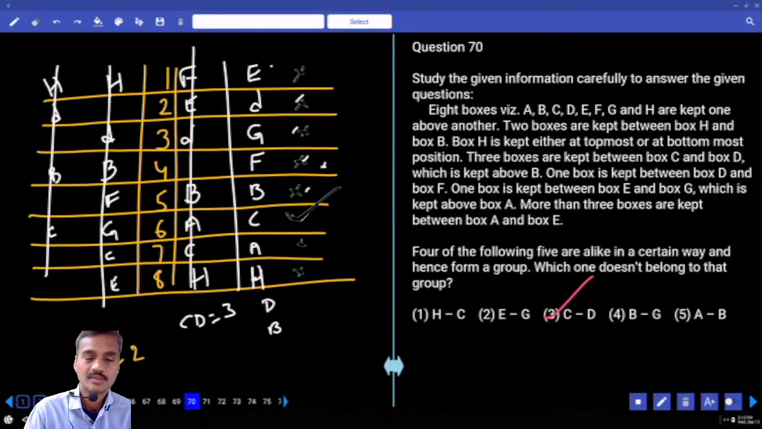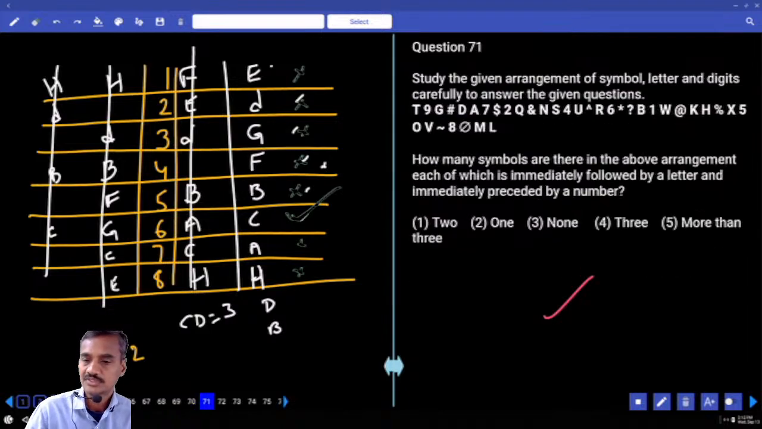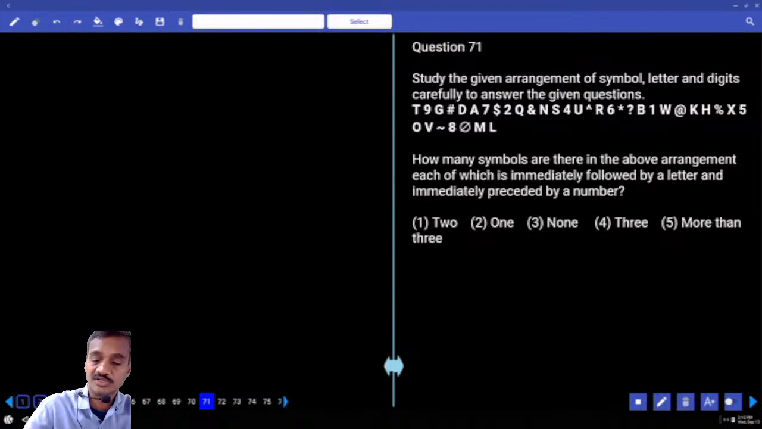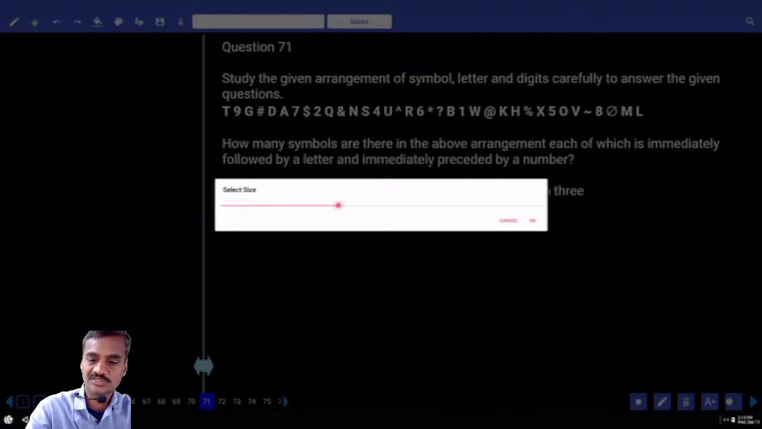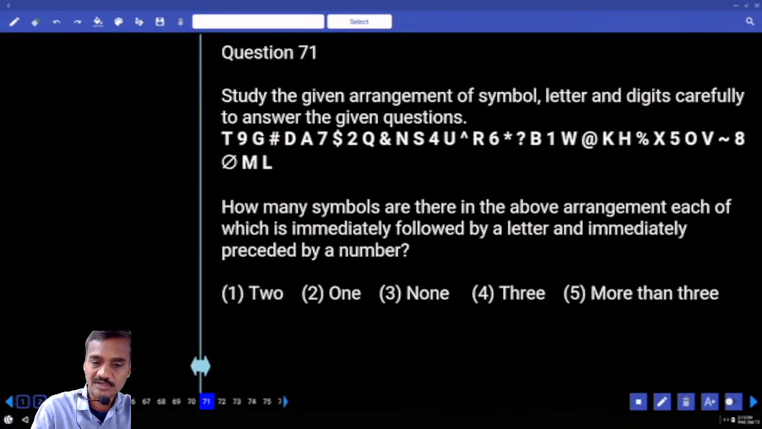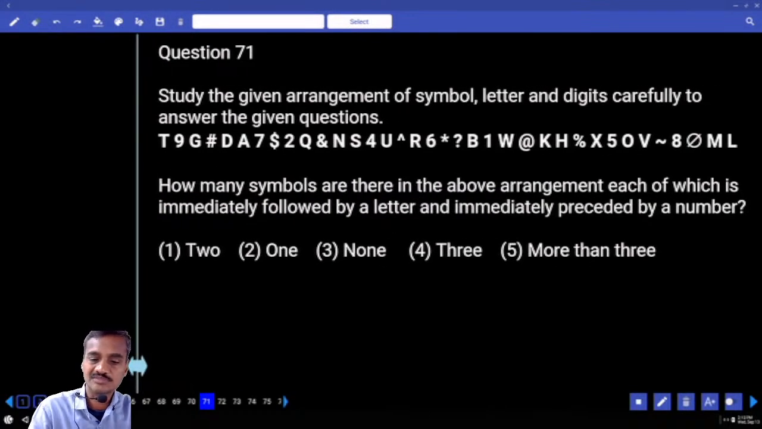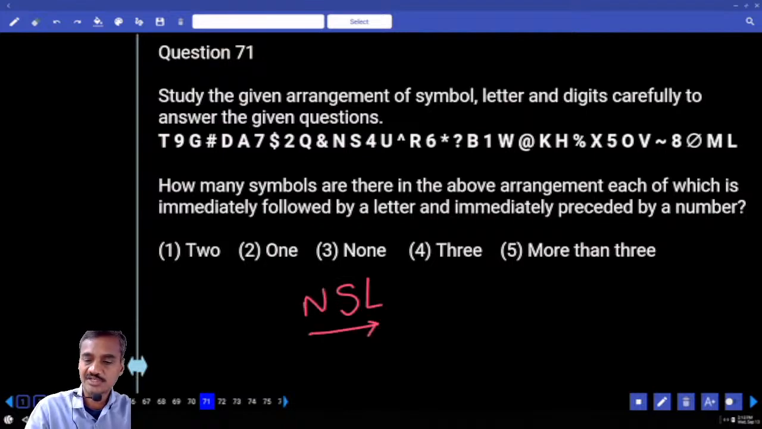Clear now? The next one, 71 onwards. Now 71 to 74, these 4 are based on a sequence. In this sequence we have some letters, symbols and numbers. Coming back to the first one, how many such symbols are there? The question is about a symbol, each of which is immediately followed by a letter and preceded by a number. And the sequence must be number, symbol and a letter.